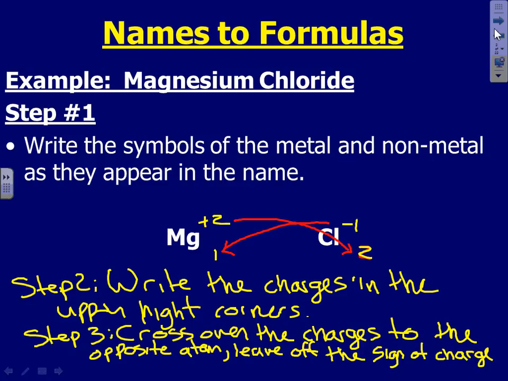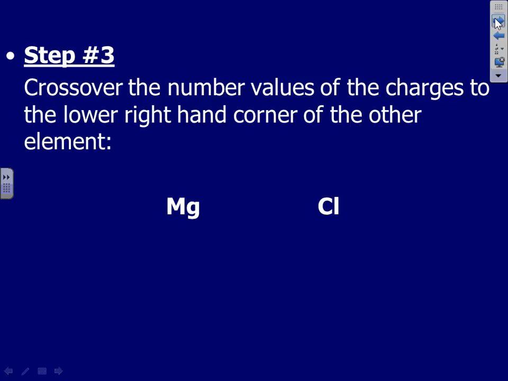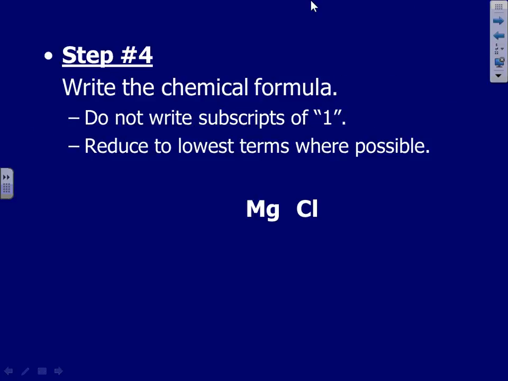Now I'm going to jump ahead, and I'm going to let everybody get caught up because I want to get to the other steps. So write the number beside it. That's great. Crossover. That's good. Write the chemical formula. You can write this step down next as step 4. Write the chemical formula. So we're going to rewrite it. But you do not write subscripts of 1. So if there's a 1, you don't put it in. We just assume it's there. And reduce to lowest terms where possible.